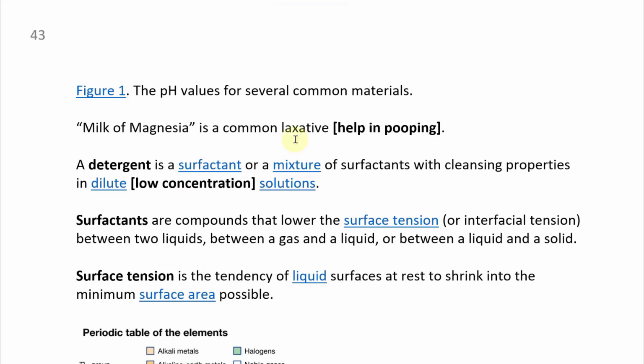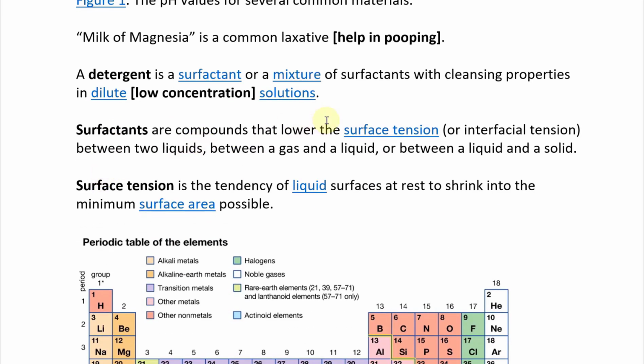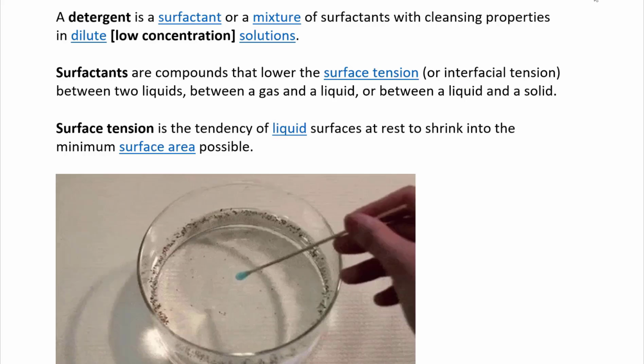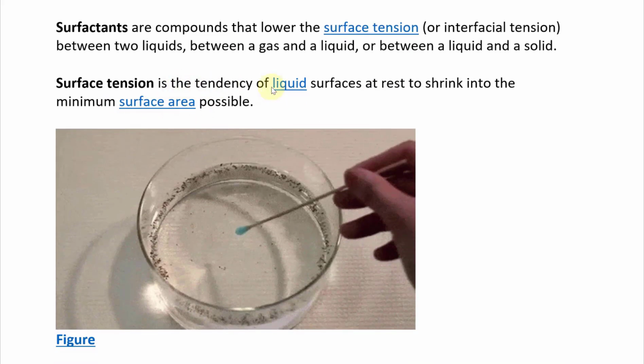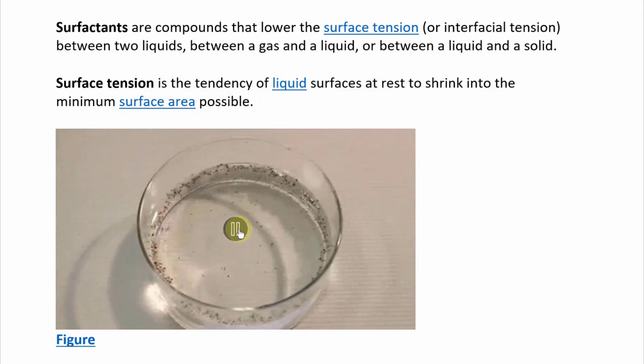So a detergent is a surfactant or a mixture of surfactants with cleansing properties in dilute, low concentration solutions. Surfactants are compounds that lower the surface tension or interfacial tension between two liquids, between a gas and a liquid, or between a liquid and a solid, basically lowering that surface tension between substances. And surface tension is the tendency of liquid surfaces at rest to shrink into the minimum surface area possible. And here's just a GIF to illustrate what I mean by that.